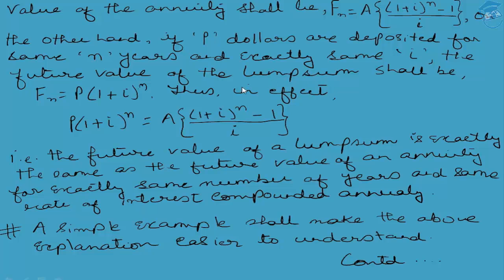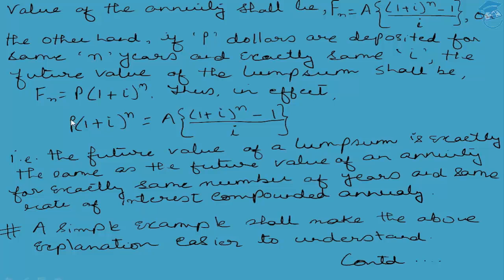So thus, if we represent this discussion in the form of an algebraic equation, we find that P into 1 plus I to the power of n should be equal to A within bracket 1 plus I to the power of n minus 1 whole upon I, bracket close. It means, in effect, that the future value of the lump sum should be exactly equal to the future value of the annuity.